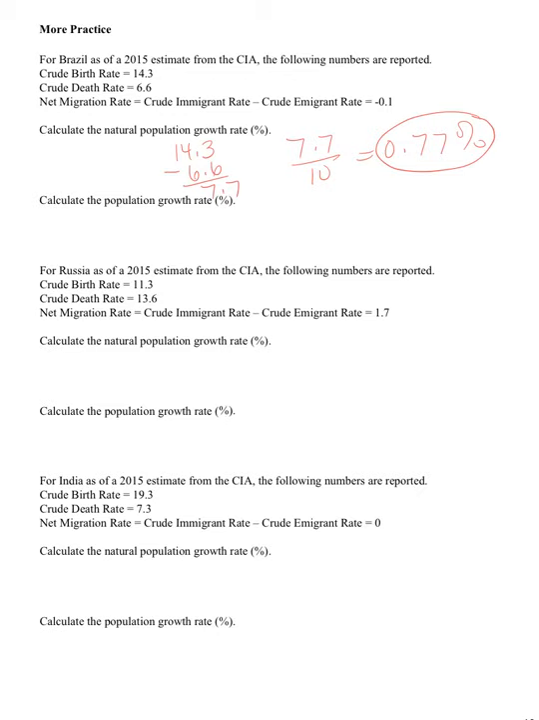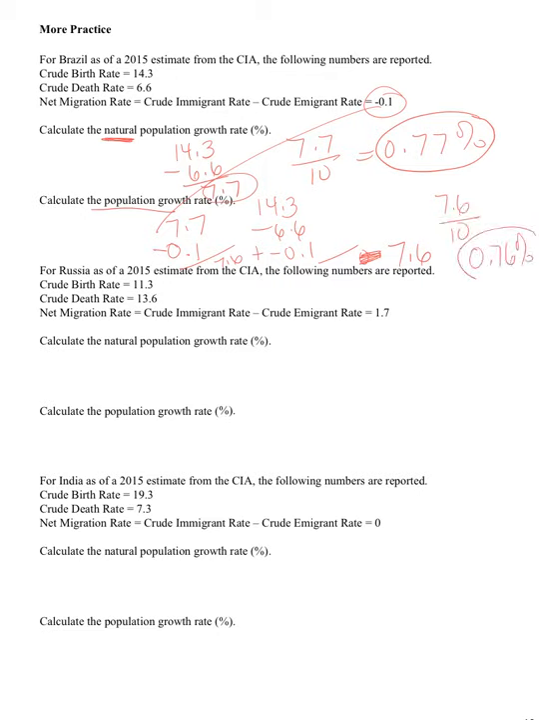Now if I want to go to the total rate, because again, this was natural, so it was just births minus deaths, I'm going to go back here. I could go back to the beginning and say 14.3 minus 6.6, and then add my net migration rate, which is negative 0.1, and I get 7.6. Or I can take my answer from up here, 7.7, and subtract this 0.1, and I get my 7.6. So 7.6 divided by 10 gives me 0.76%. So that is my overall population rate.